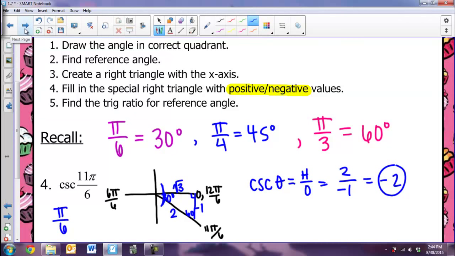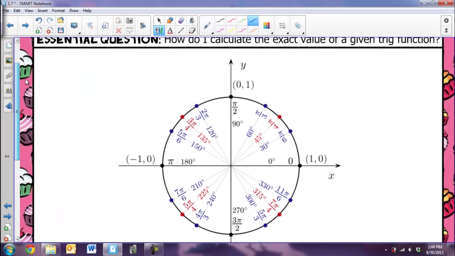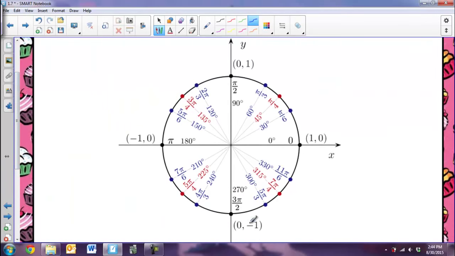Next thing we're going to do, please pull out that unit circle and take a second and fill in your angle measurements.